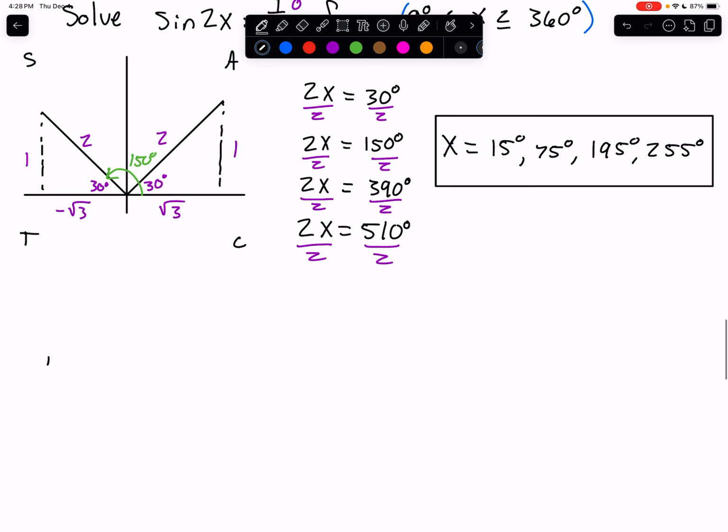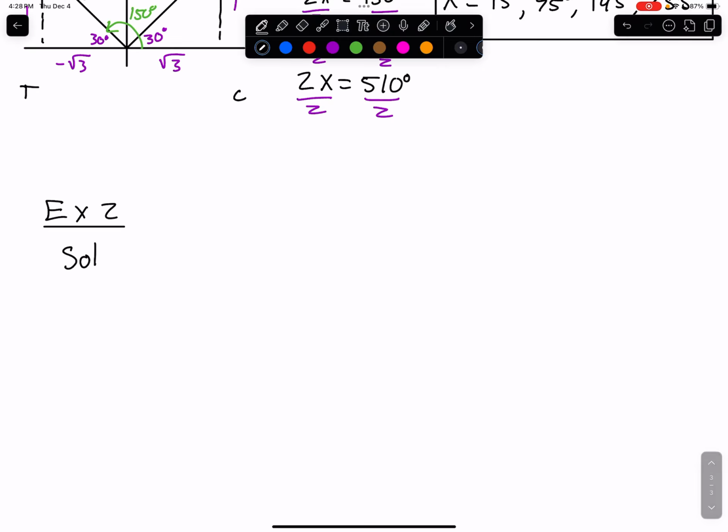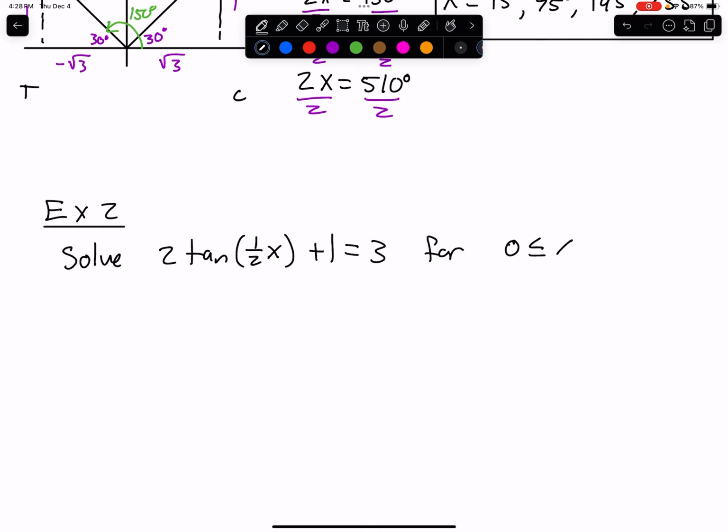Okay, let's do another example like this. Let's solve 2 times tangent of 1/2 x plus 1 equals 3 for the interval 0 less than x less than or equal to 2 pi. Okay, so now we're going to be working with some radians. Okay, let me rewrite my equation down here.